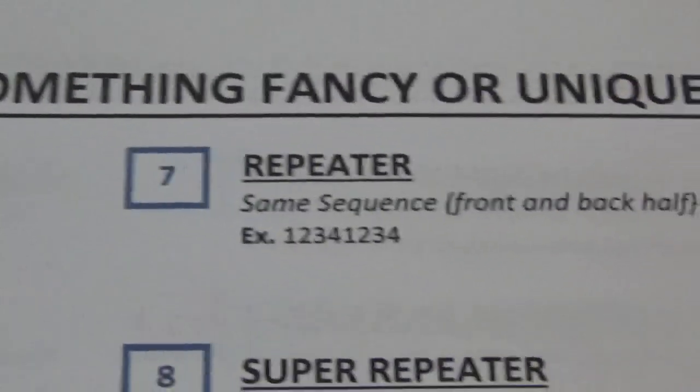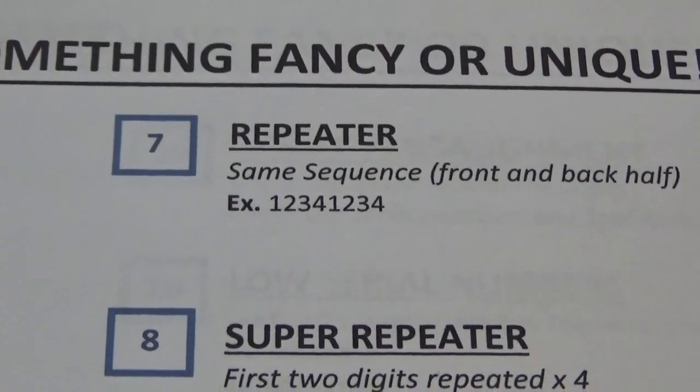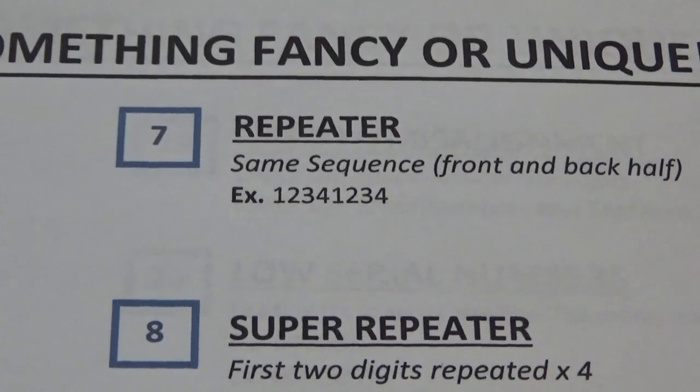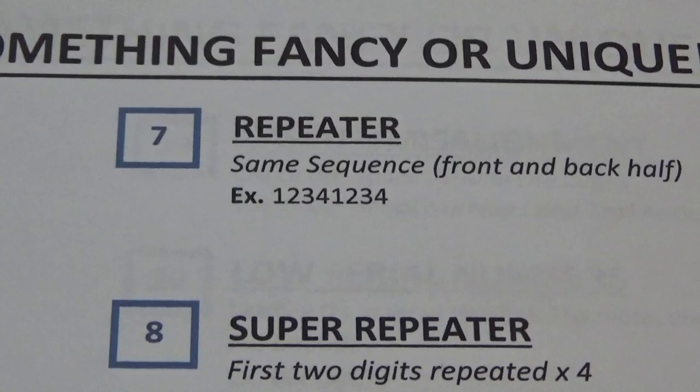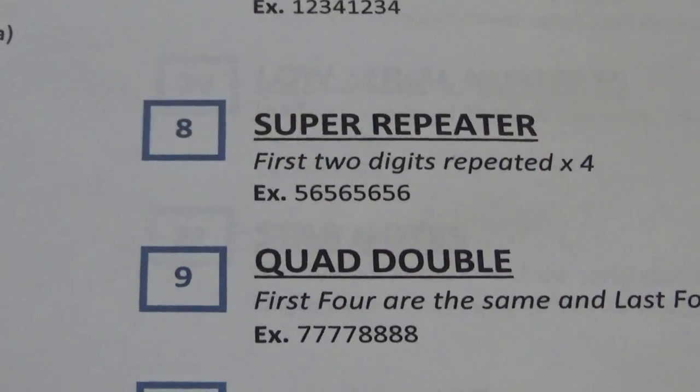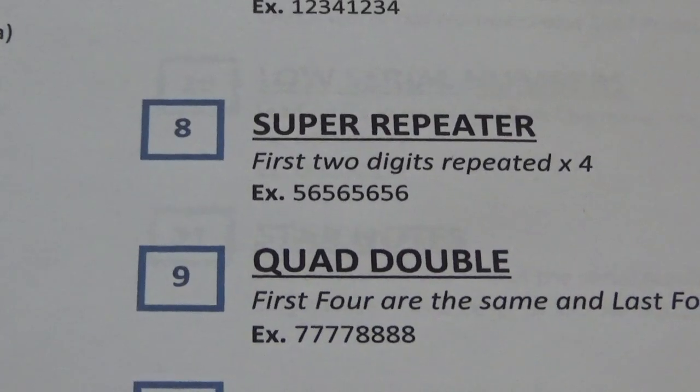Number 7, a repeater. So the same sequence, as you can see, 1 2 3 4, and then again 1 2 3 4. So the first 4 digits I call the front half. The last 4 digits I call the back half. All right, number 8, super repeater. So you have the first 2 digits that repeat times 4. So in this example, 56, 56 all the way through.